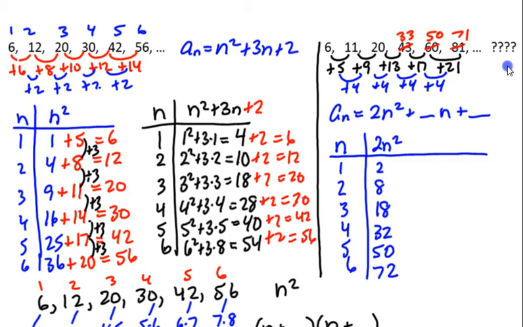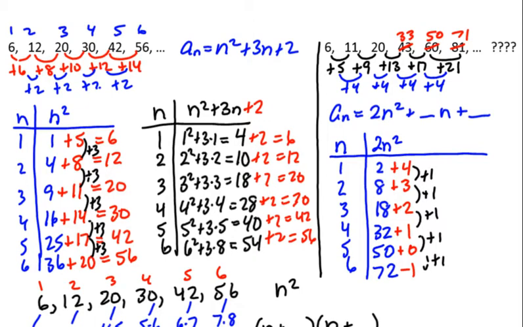So now, in order to get to the term I want, on term number 1, I would have to add 4. So 2 plus 4 gives me 6. To get to term number 2, 8 plus 3 is 11. 18 plus 2 is 20. 32 plus 1 is 33. 50 plus 0 is 50. And 72 minus 1 is 71. So notice I have an arithmetic sequence that is going up by 1 each time now. So this is plus 1 each time. Plus 1. So that means it's going to be plus n.